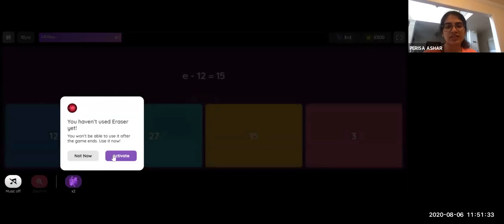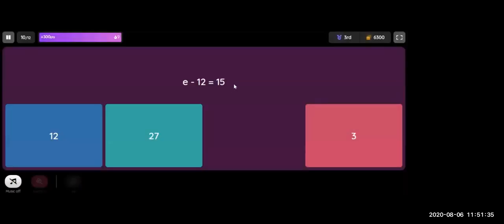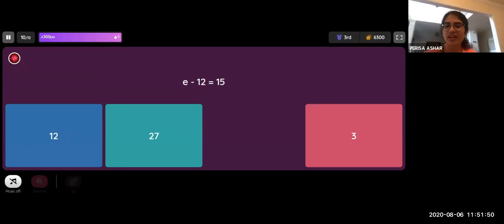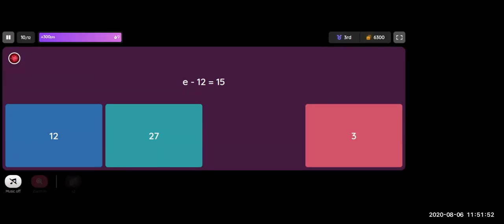And remember, if you answered the fastest, you get the points. Okay, that erased one option. So e minus 12 equals 15. Okay, I see 2 right answers. Good job, Jeev. So the answer is 27.